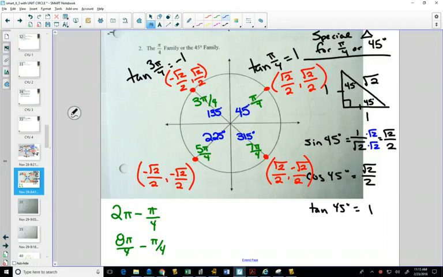Tan is negative in quadrant 2, but we can also see it from our coordinates. If you did sine divided by cos, root 2 over 2 divided by a negative root 2 over 2 will give you a negative 1. Quadrant 3, well, cast rule says tan is positive in quadrant 3. If we look at our coordinates, negative root 2 over 2 divided by negative root 2 over 2 would give us a positive 1 as well. And finally, in quadrant 4, tan of 7 pi over 4 will be negative 1 as well.